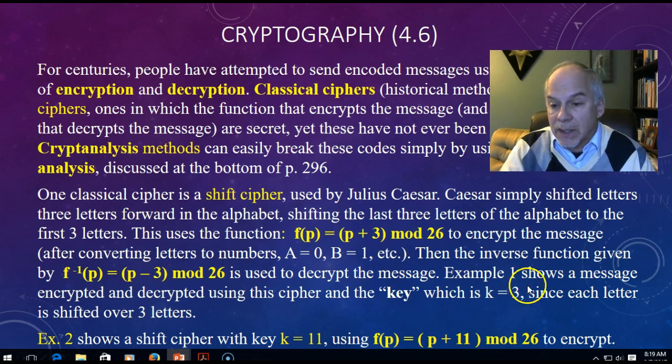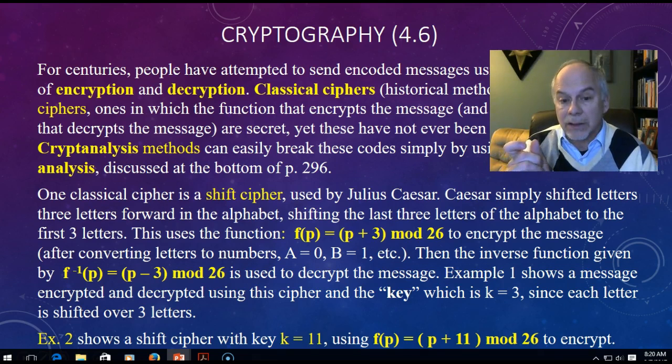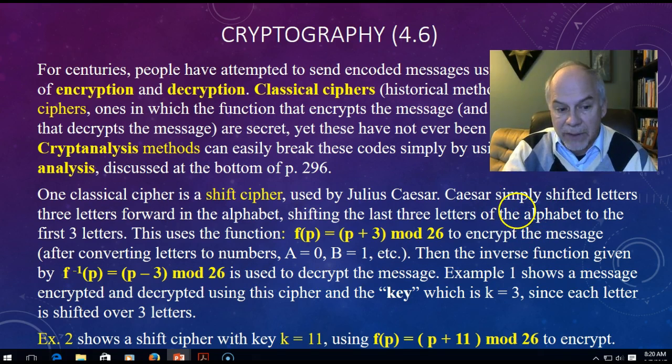All right. Now, example 1 shows a message encrypted and decrypted using the cipher and the key, which is k equals 3. The key is what you're doing. You're shifting. Now, if you're shifting it back 3 letters, it would be -3. So the k would be -3 in that case. But Julius Caesar used a key of +3 to move it to the next letter.